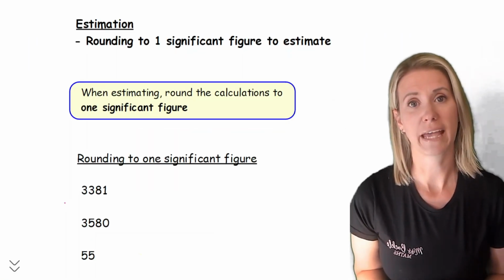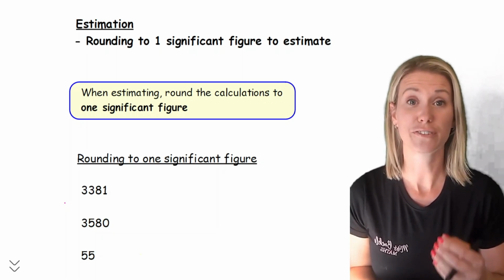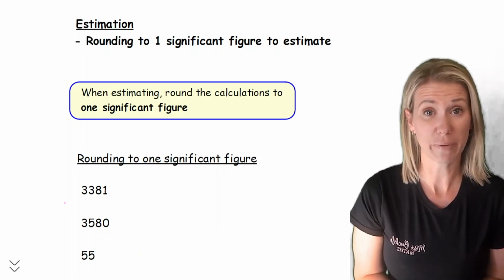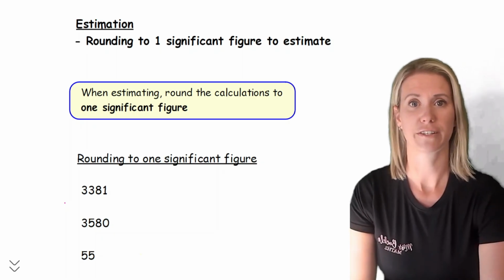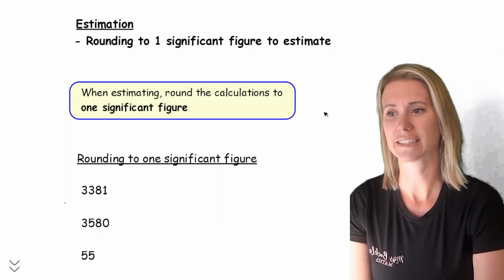Estimation relies on you being able to round to one significant figure. These are non-calculator questions that you could lose a lot of marks on and spend a lot of time doing if you don't do the rounding first. So let's check we can round to one significant figure before we progress.